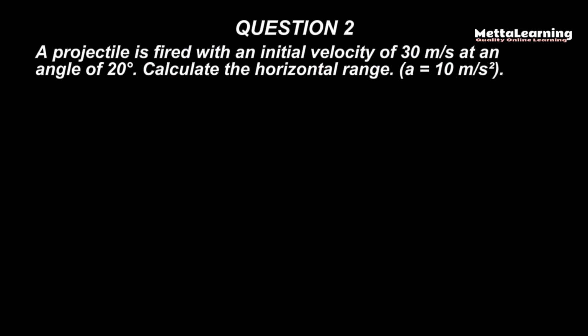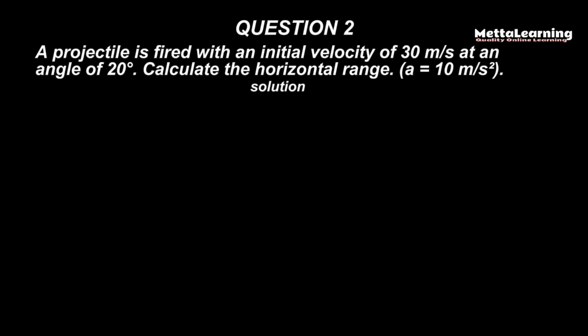The next question we'll be solving in today's class says a projectile is fired with an initial velocity of 30 meters per second at an angle of 20 degrees. Calculate the horizontal range, given acceleration due to gravity to be 10 meters per second squared.